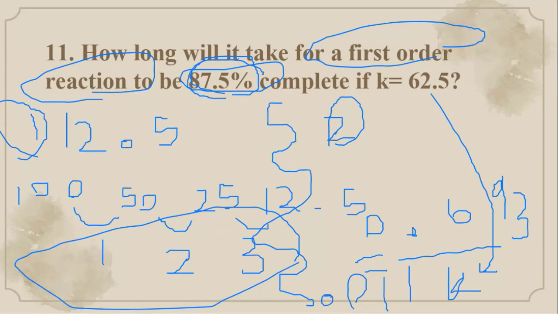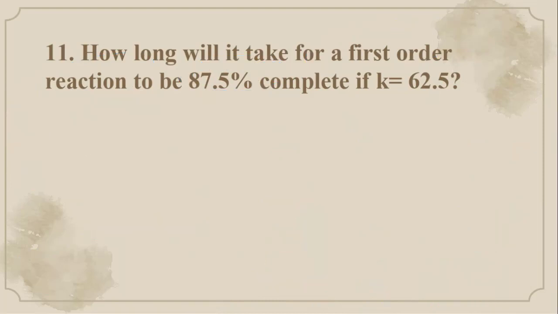But we have 3 of these half-lives, right? To get to 87.5% complete. So what do we do with this number? Yeah, we multiply by 3. So you're going to end up with 0.033 for how long it takes for this reaction to be 87.5% complete. And that's the first way we could do a problem like this. And then we're going to do it the second way.